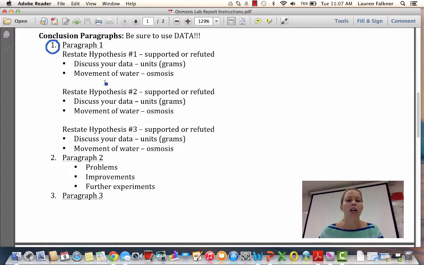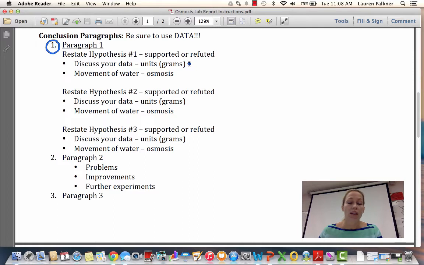Okay, paragraph number 1. What you are going to do is you are going to restate your hypothesis number 1. So essentially you're just going to copy and paste. You're going to tell me whether or not your hypothesis is either supported or refuted. Your hypothesis is not correct. Your hypothesis is not wrong. It's either supported or refuted. So make sure that if you did write right or wrong, or correct or incorrect, that you change that to either supported or refuted. Then you are going to go on and discuss your data.